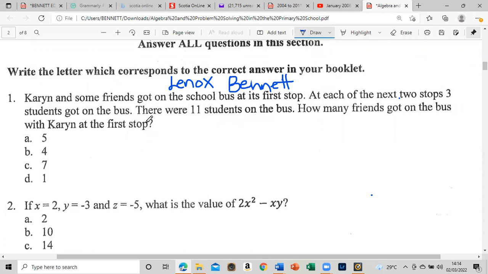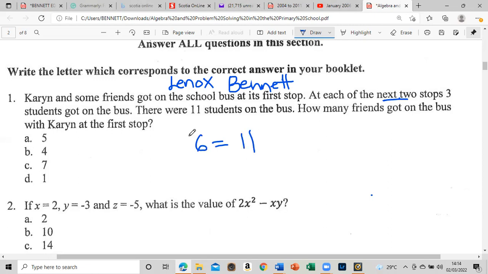So what it is saying is that Karen comes on at the first stop. We don't know how many persons come on with Karen, but it says for the next 2 stops, 3 come on. So that's a total of 6. And they said that there were 11 students.